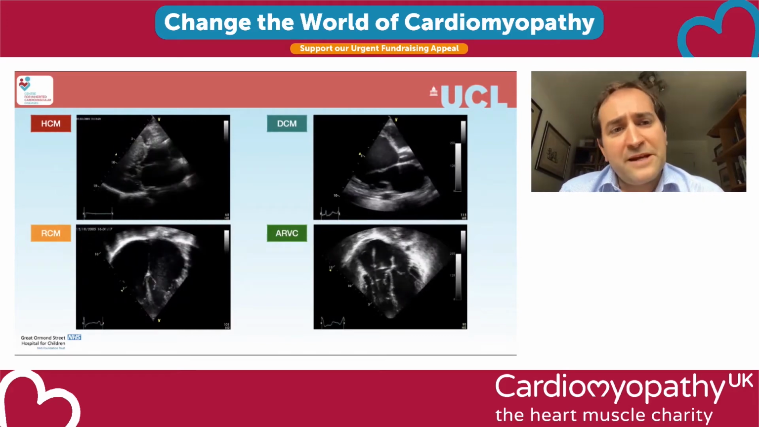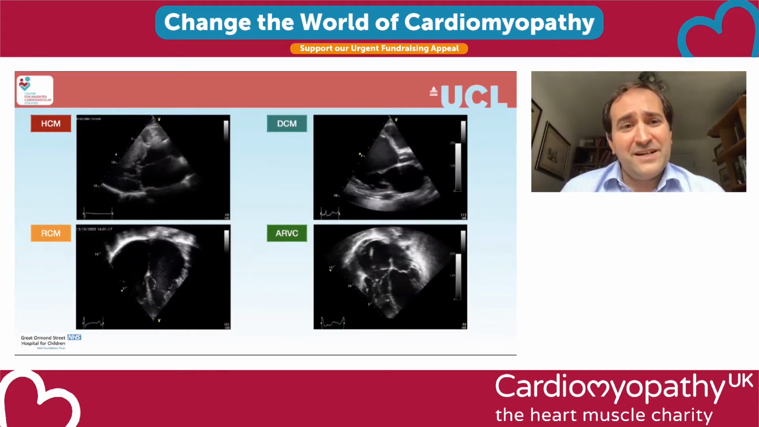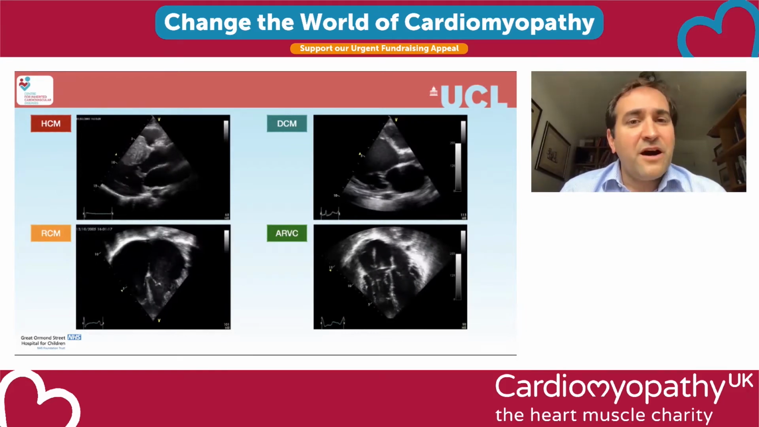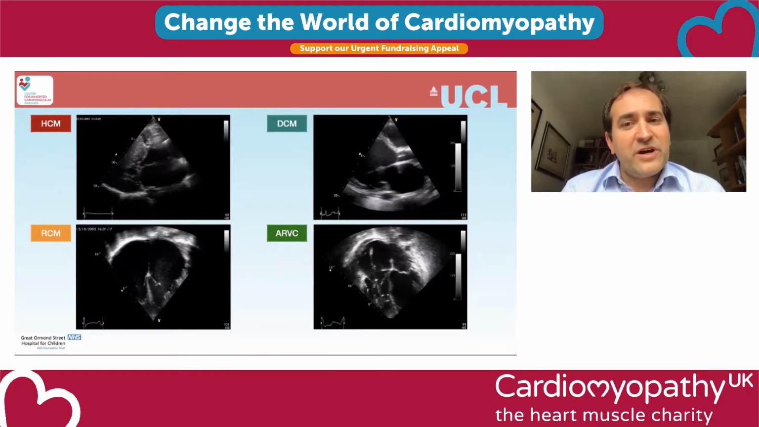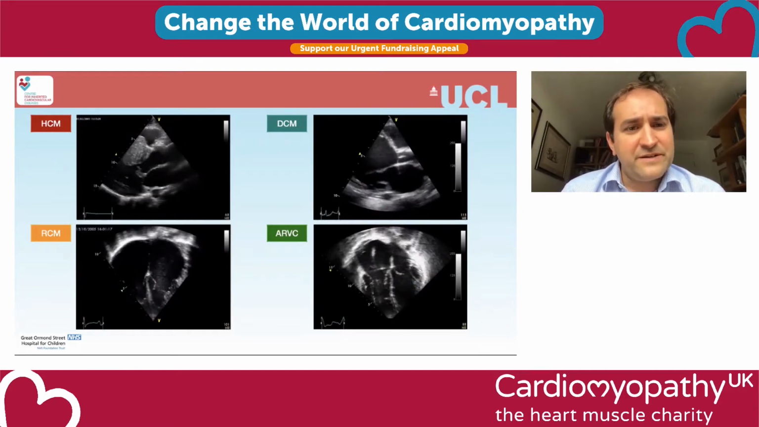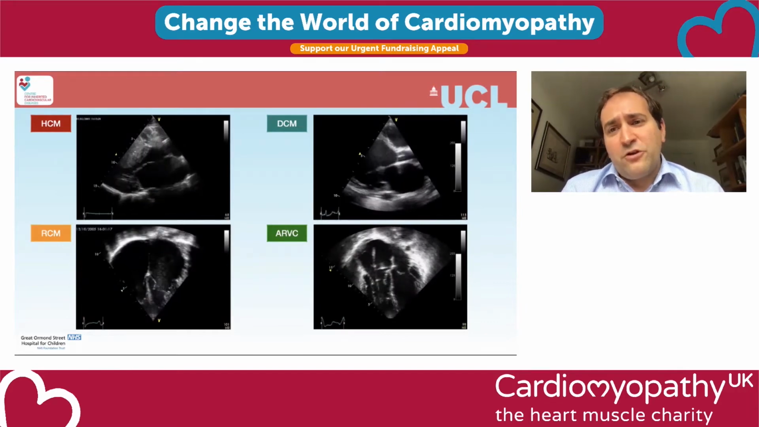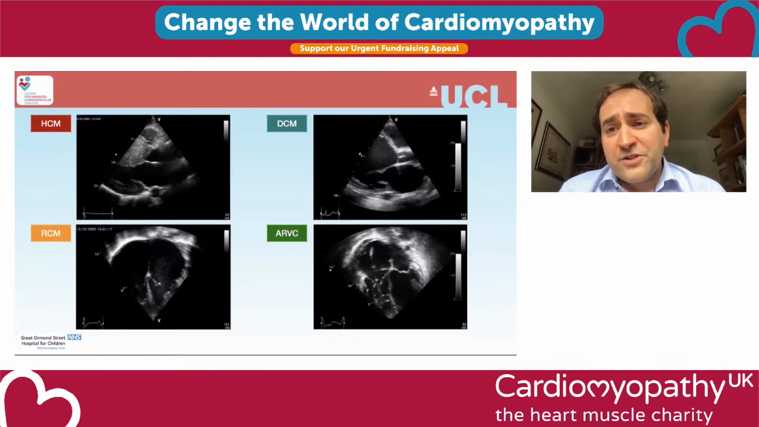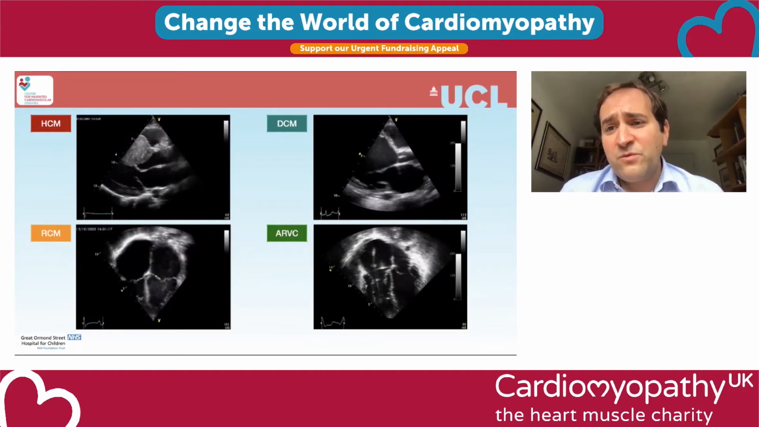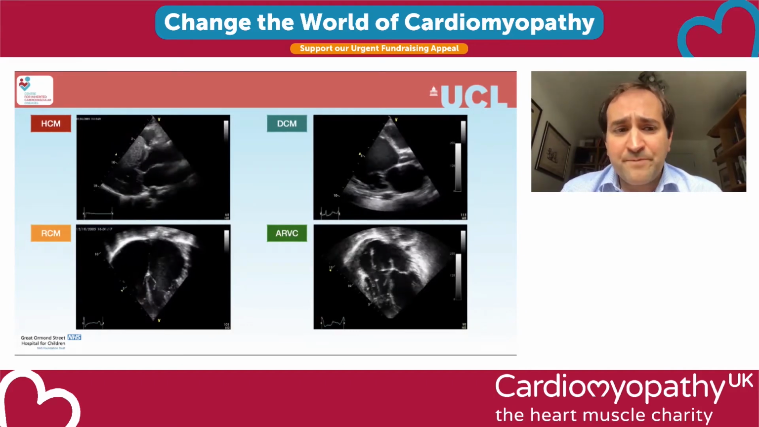So again, the top left panel shows the heart on its side, and the big blob of white that you can see is the thickened heart muscle that separates the right and the left pumping chambers. So that's hypertrophic cardiomyopathy, thickened heart muscle. The panel on the top right of the screen shows dilated cardiomyopathy, so an enlarged, baggy heart with actually quite a thin wall that doesn't really pump very well.